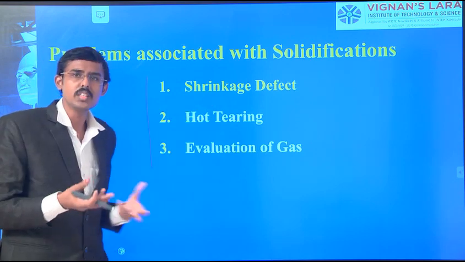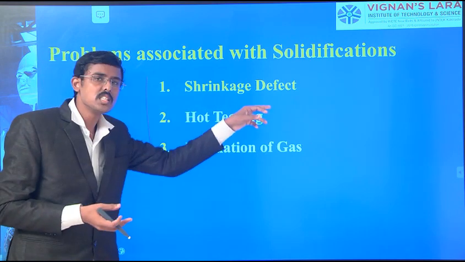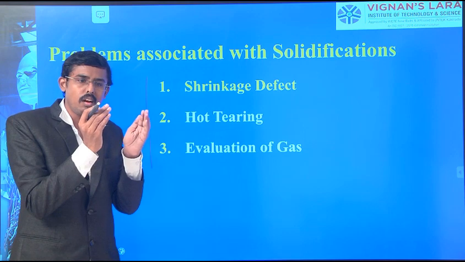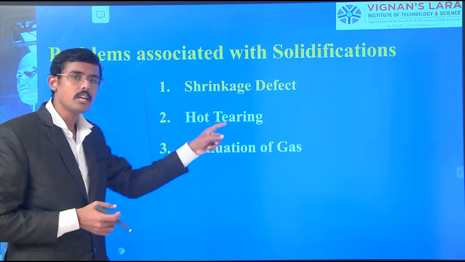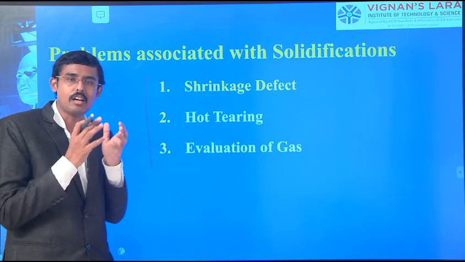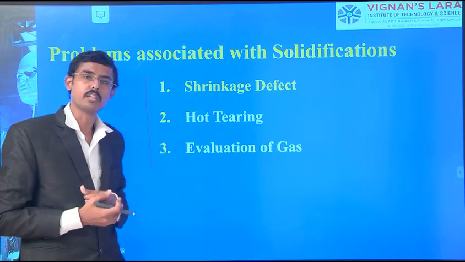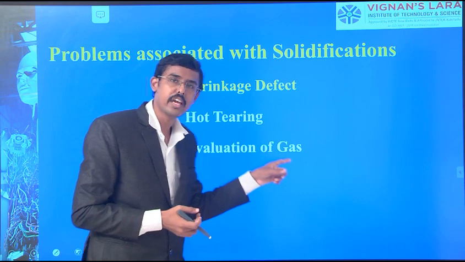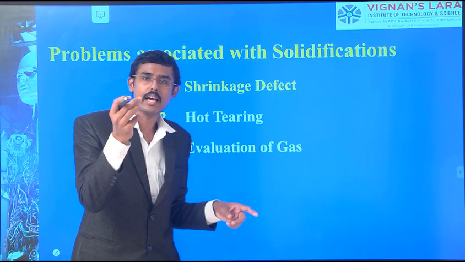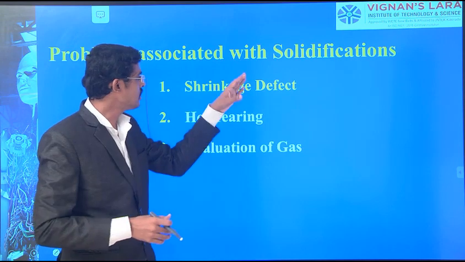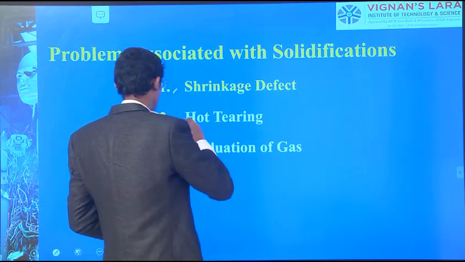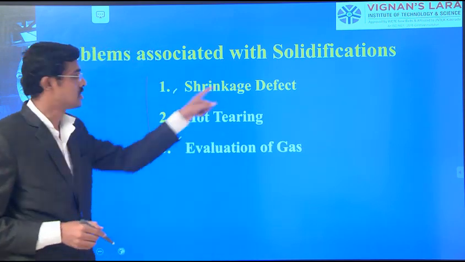Shrink, you know these words already. Shrinkage defects: the molten metal shrinks at a point, and that is a defect. Hot tearing: the crack happens in a hot condition, and that is another defect. And then the evolution of gases: the entrapment of gas in between the mold cavities. These are the various defects that we are going to see now, one by one. First, the shrinkage defects.